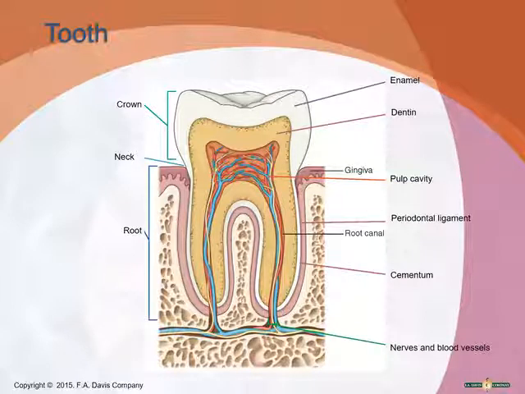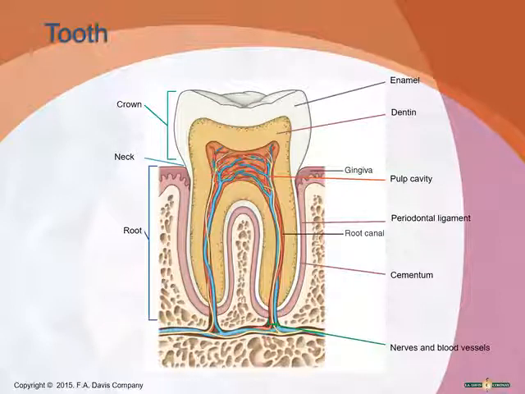It's a hard tissue. The bulk of the tooth is a firm yellowish tissue called dentin. The pulp cavity contains a mass of connective tissue, blood and lymph vessels, and nerves. It's called pulp. Pulp also fills the root canals of each root.